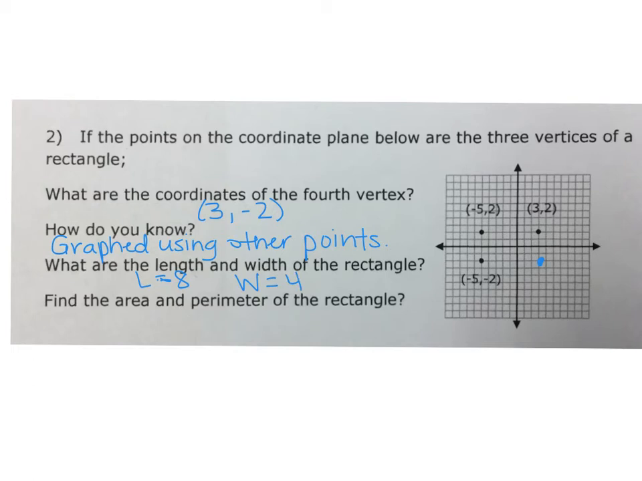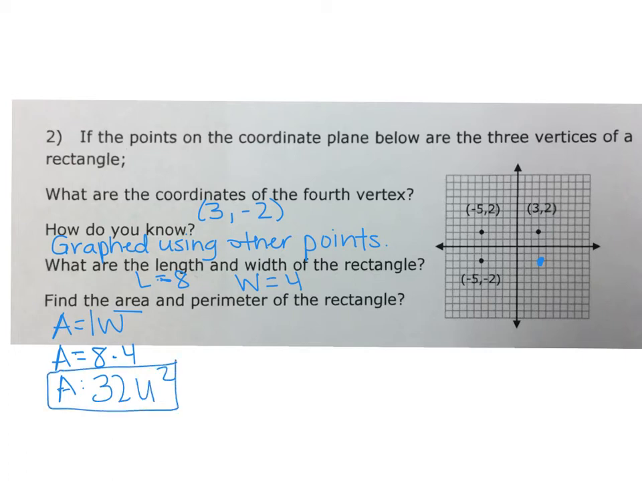The third question says find the area and the perimeter of the rectangle. So for area, this is a rectangle, so it's length times width. Area equals 8 times 4. So the area would be 32. They didn't tell us anything, so we're just going to use units squared.